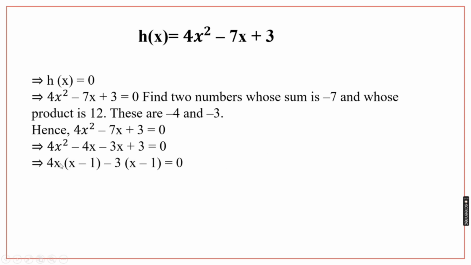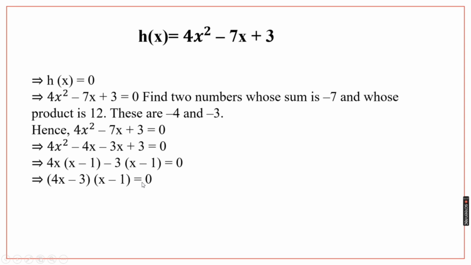Collecting like terms, the common term in 4x squared minus 4x is 4x, so it will be 4x times x minus 1, because 4x times x is 4x squared and 4x times minus 1 gives us minus 4x. And from -3x plus 3, we have 3 in common. So -3 times x minus 1 equals 0. So we have x minus 1 common for the two values. So 4x minus 3 times x minus 1 equals 0, because x minus 1 is common for them.